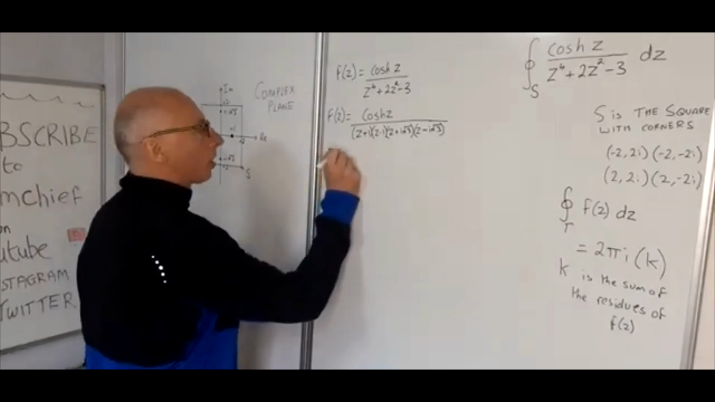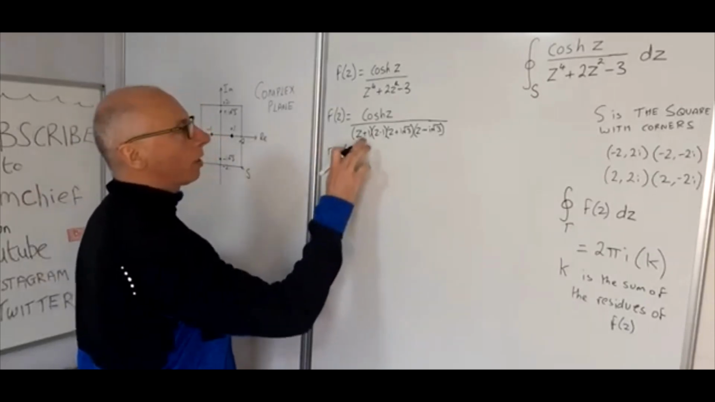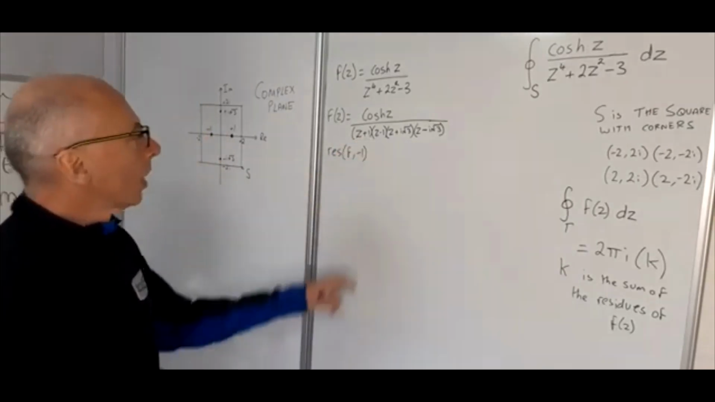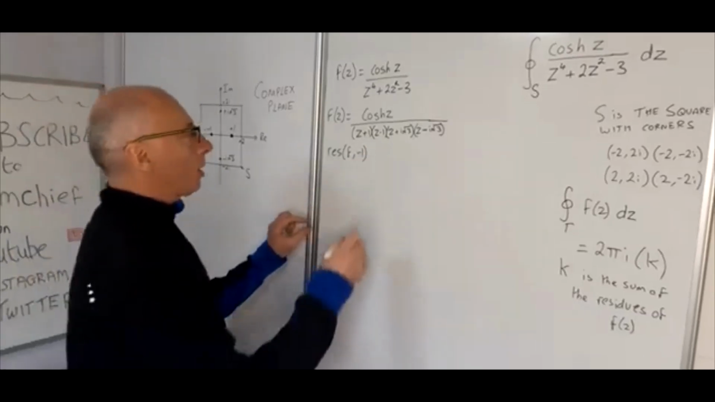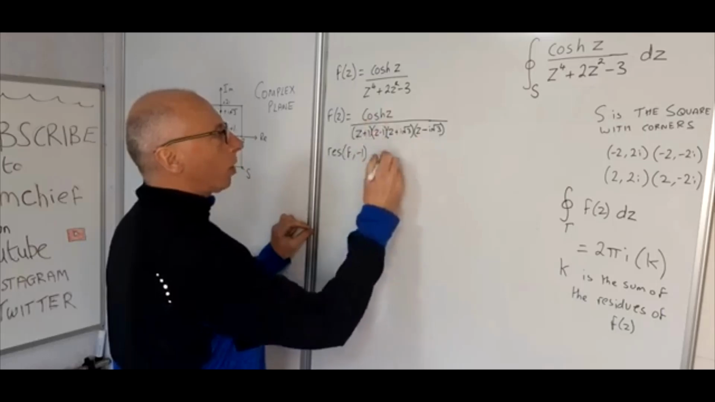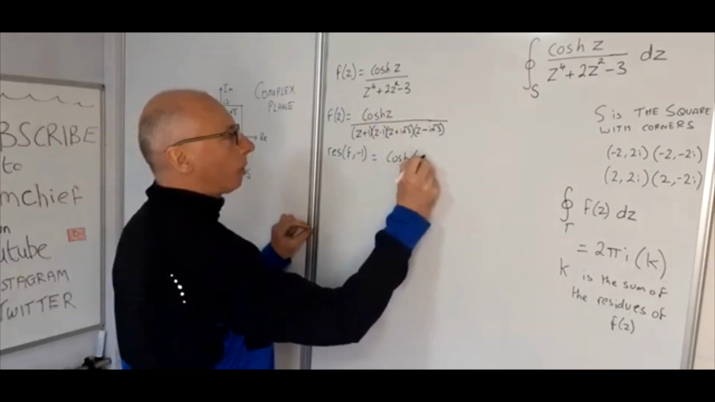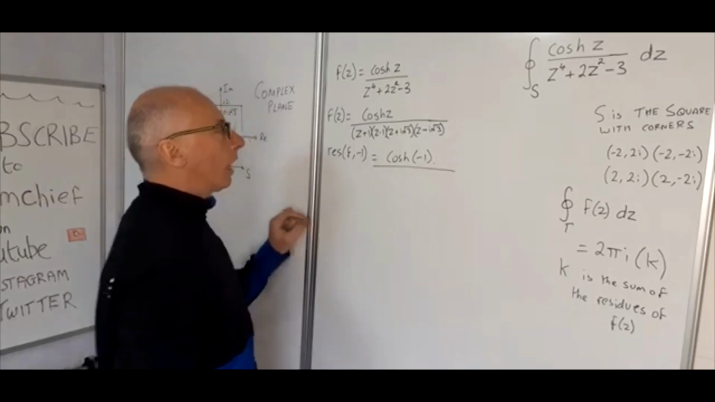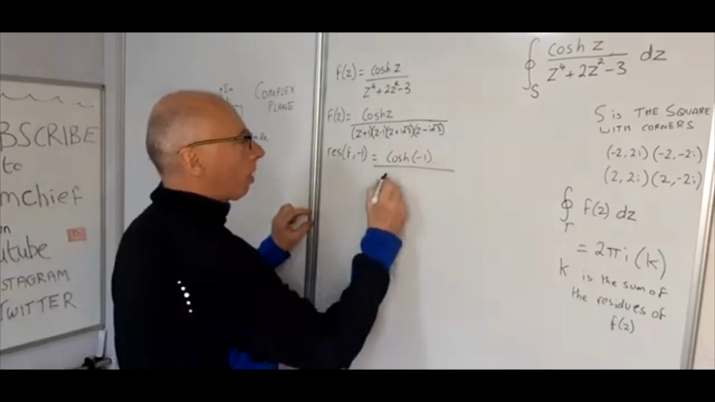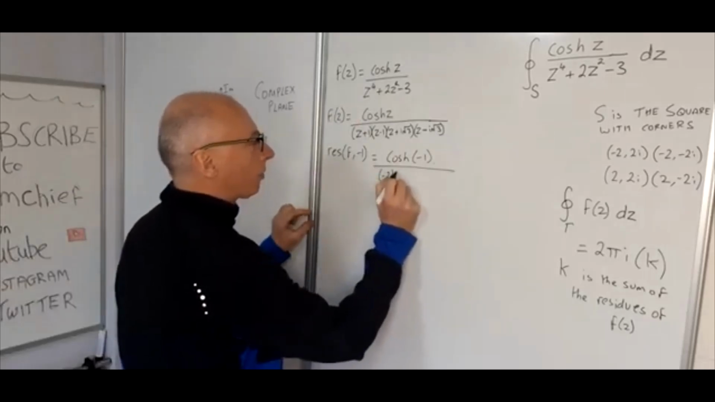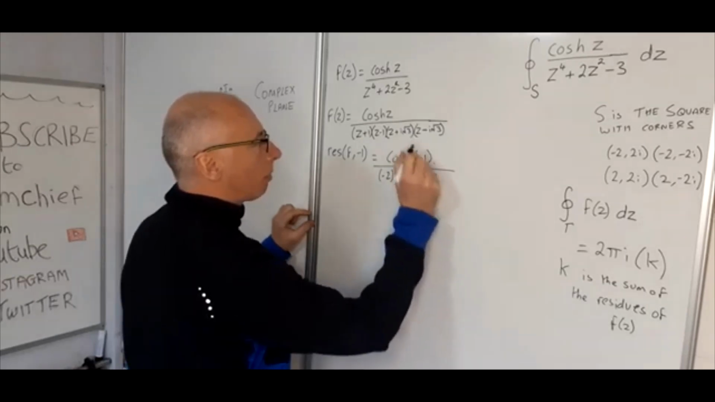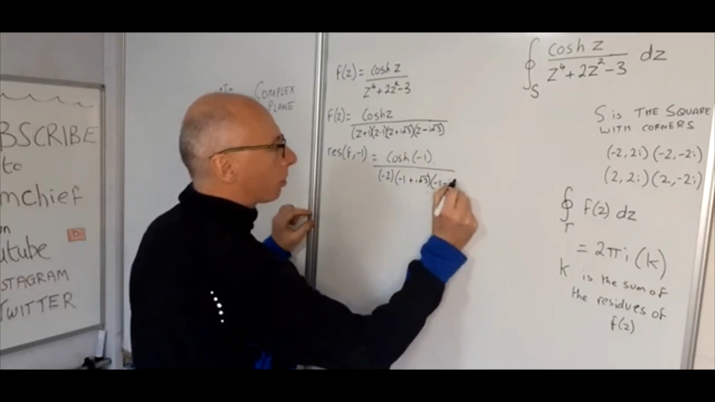So let's start straight away. On the first one, let's go for minus 1. That will make this term disappear. So now we need to put minus 1 into this one. So all the z's will become minus 1. So cosh of minus 1. And then obviously this one makes that into 0, so we cover that one up. So minus 1, that becomes minus 2. And then minus 1 plus i root 3. And minus 1 minus i root 3.